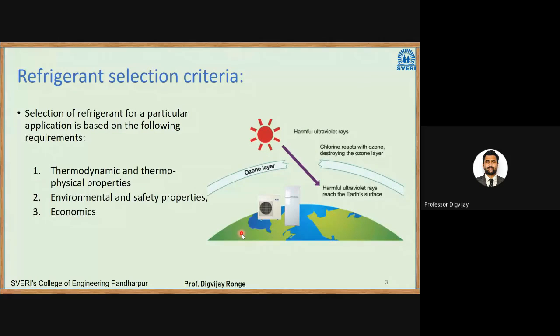Okay, so in that summit, it was decided. After that, various refrigerants like R11, R12 were stopped. The production of these refrigerants was stopped. So it is very important that we study this ozone depletion when we are studying refrigerants.